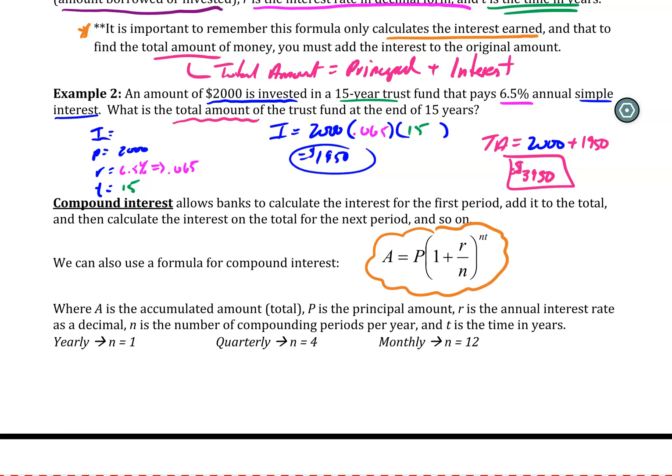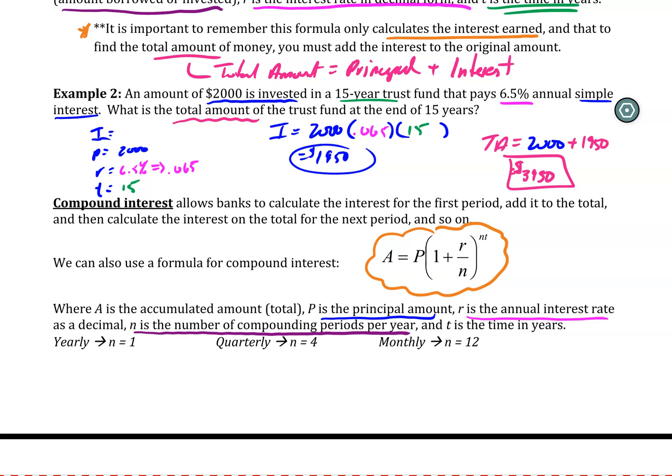So A is the accumulated amount. That's how much you're going to have over the period of time. P is still principal. So that's this part. R is still your rate, so that didn't change. Of course, it's a decimal. Now, the other part that's a little new is the N. That's the number of compounded periods per year. So that's how often it's occurring. That's what these are here.